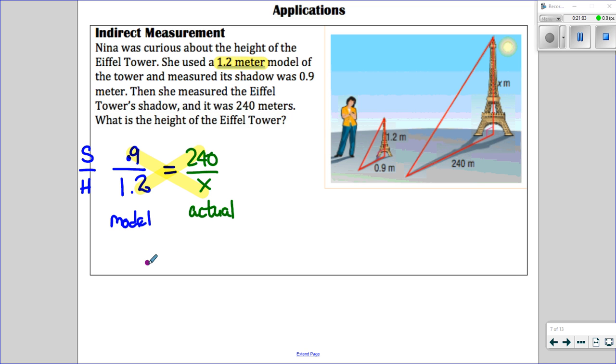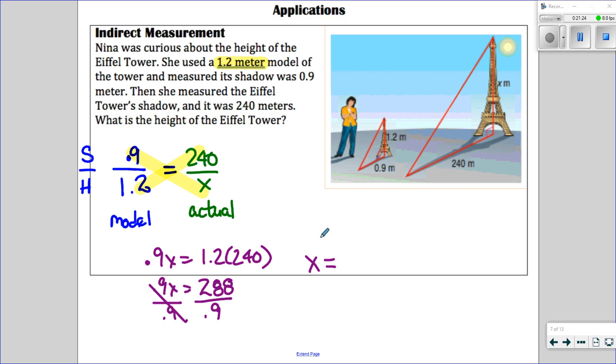So you're going to have 0.9x equals 1.2 times 240. So 1.2 times 240 gives you 288. And then you divide by 0.9, and then your x will be 320 meters. 320 meters.